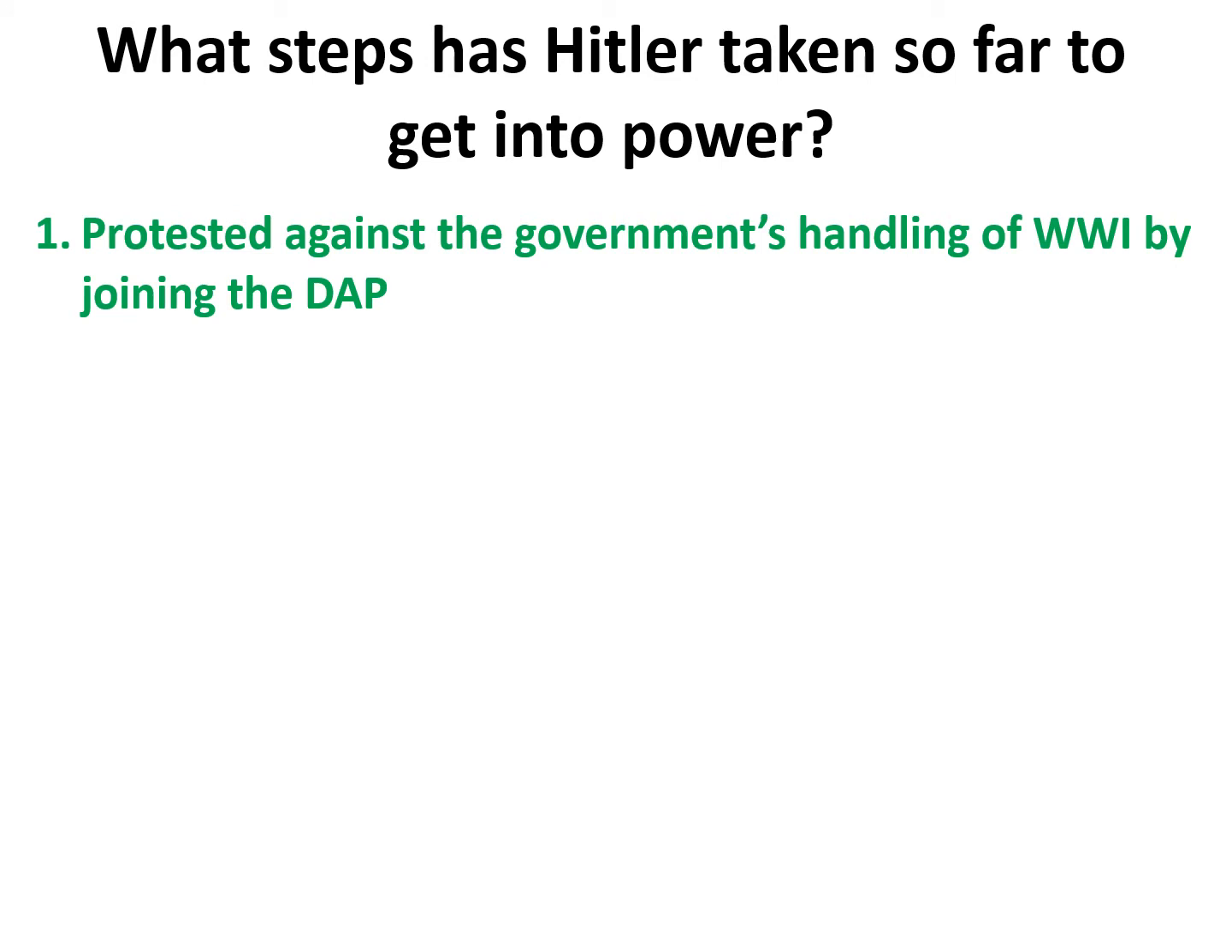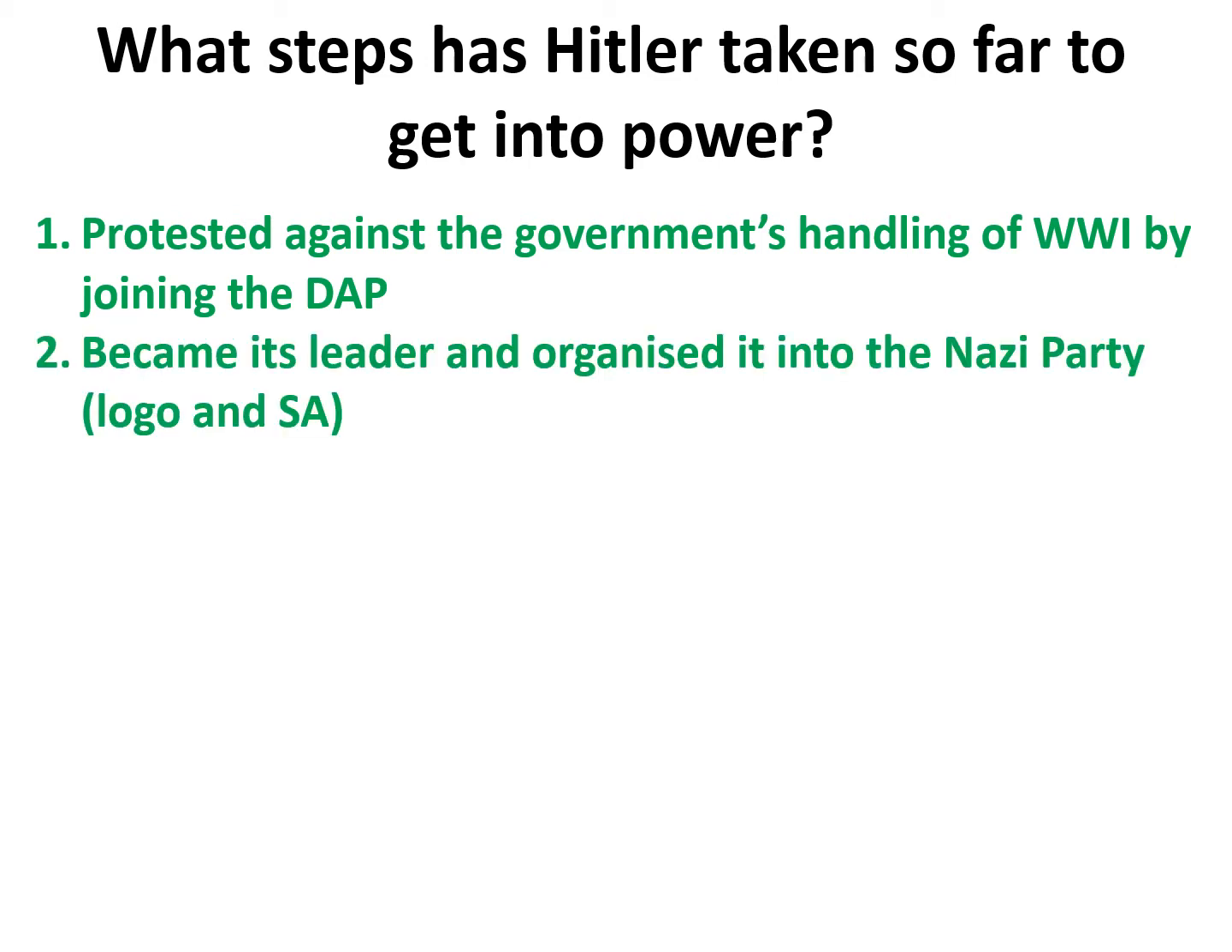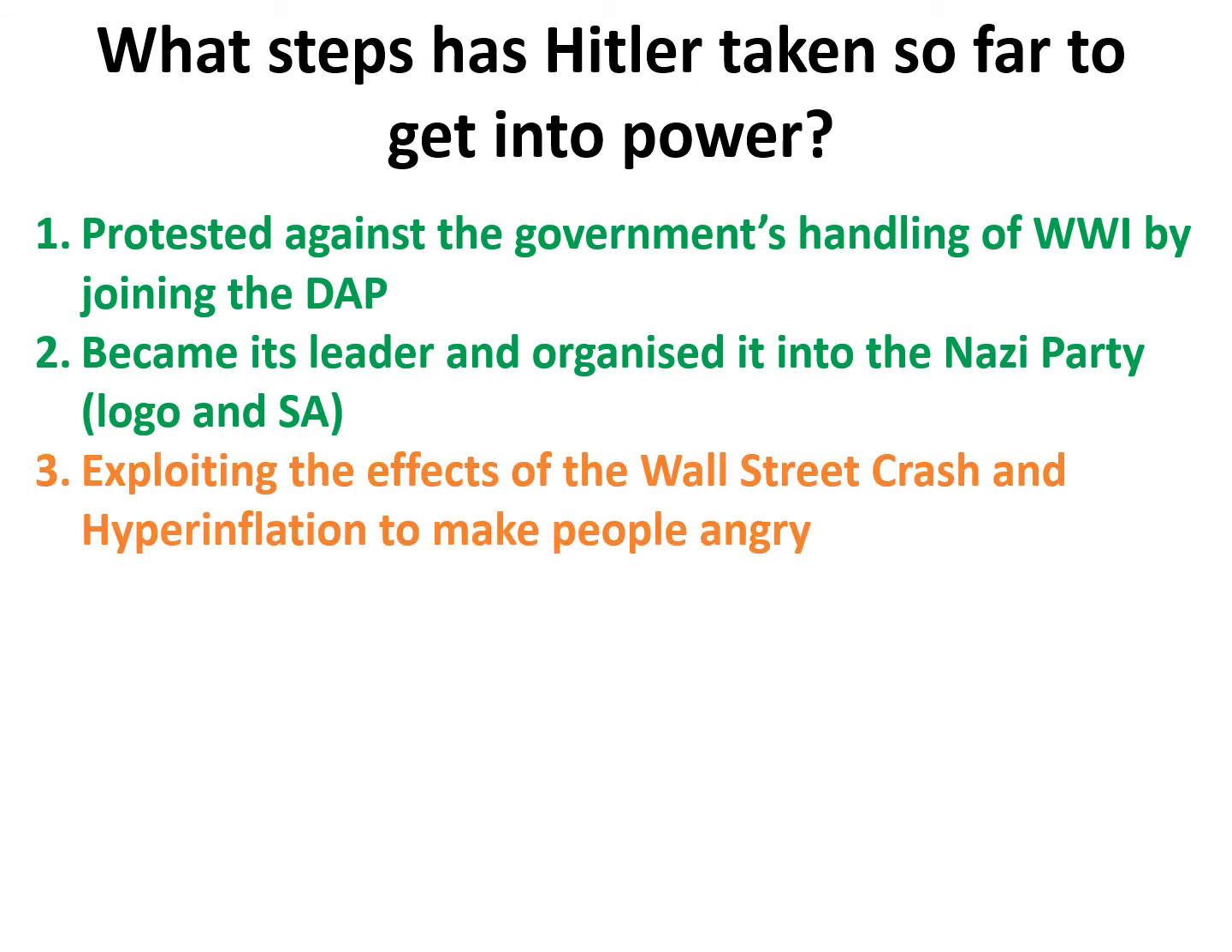So he protested against the government's handling of World War I, and he joined the DAP, the German Workers' Party. He then became its leader and organised it into the Nazi Party. He changed the name to the National Socialist German Workers' Party. He created a logo, the swastika, and he got the SA involved. Right, things are ramping up now.